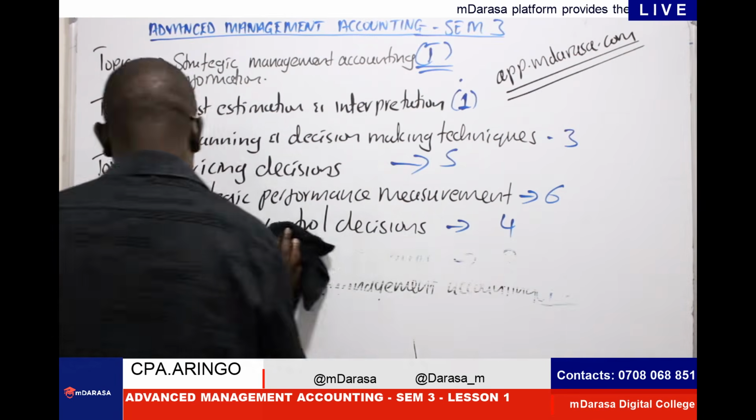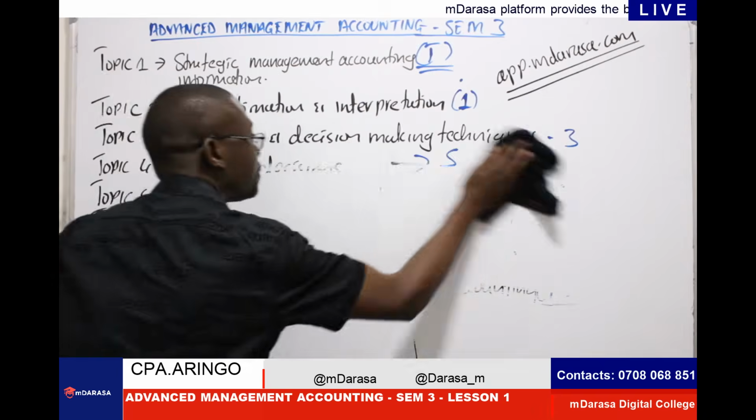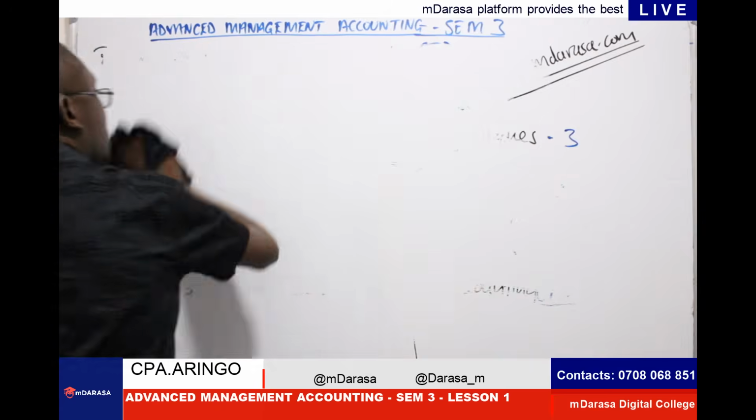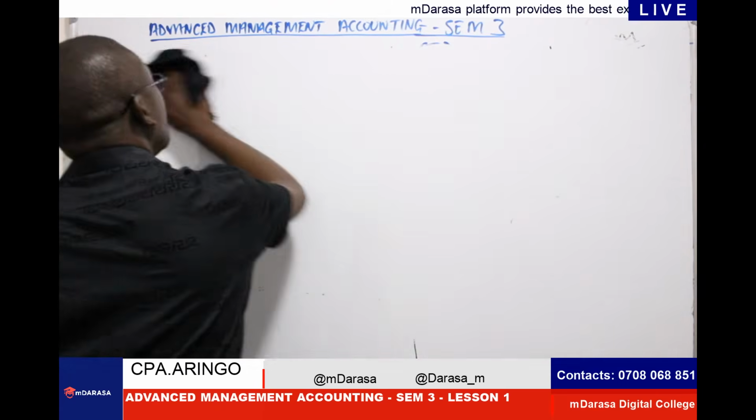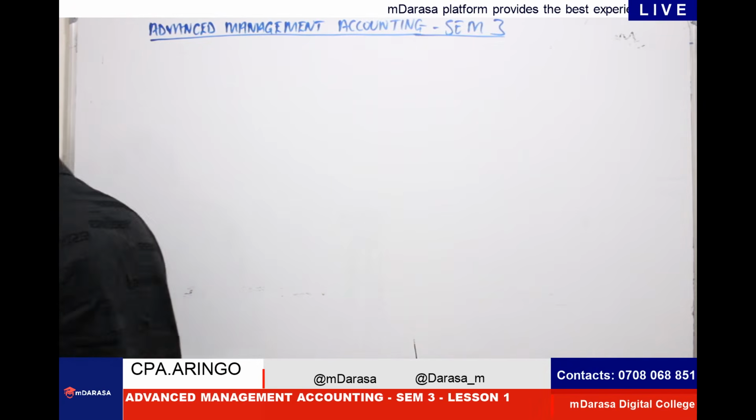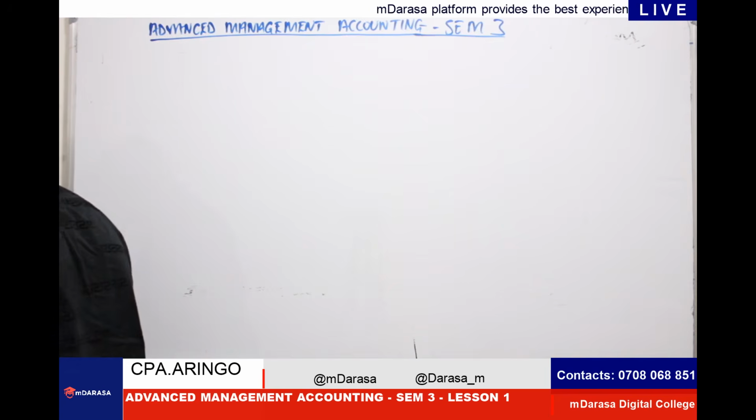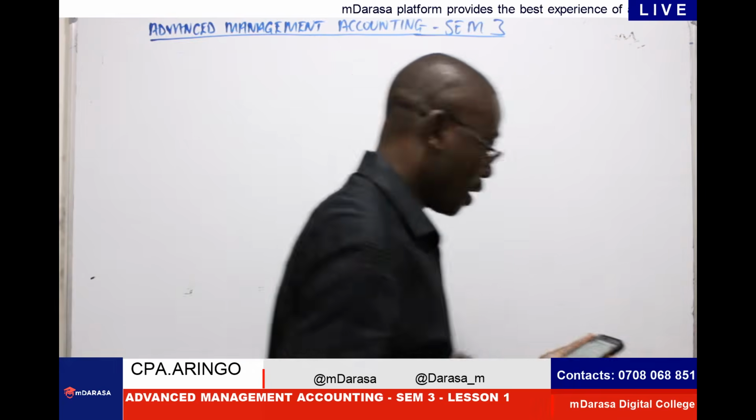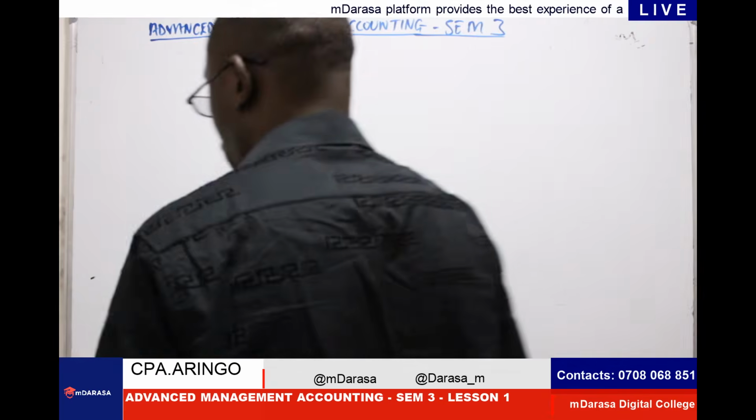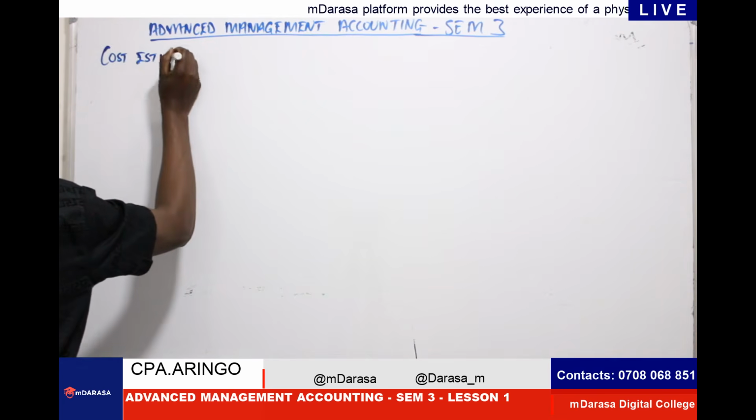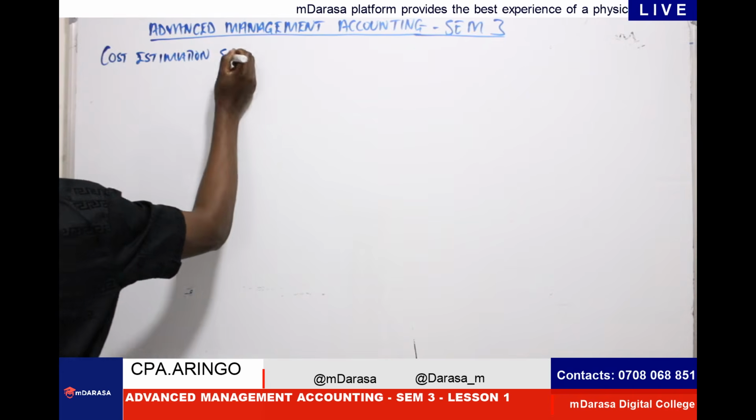So at this point, allow me to raise this point here. We want to start by looking at cost estimation being our topic number 2. That is what we want to start considering in our segment today. Of course, being our first session, I know we won't cover much, probably because there are those who are still saying, I'm going to join next week. No worries, we won't do much. So we have cost estimation and interpretation.